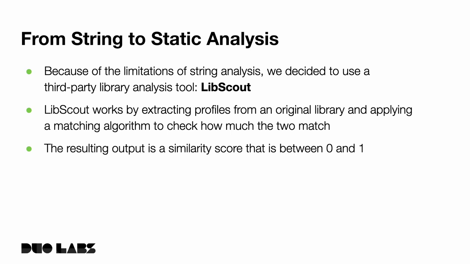The next thing that you have to do is provide the app that you want to analyze. It then extracts another profile for that, and then applies their matching algorithm, which outputs a similarity score between 0 and 1. Using this, we tried to set a very high threshold of above 0.9, just because we wanted to eliminate as many false positives as possible.